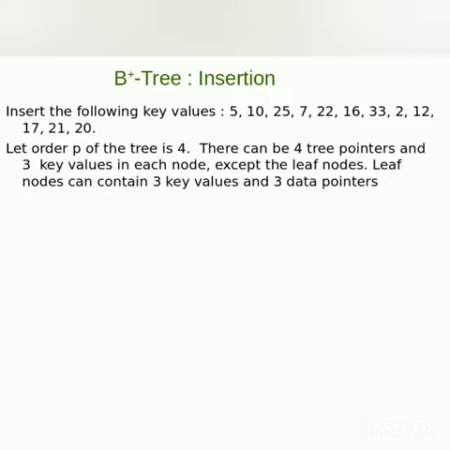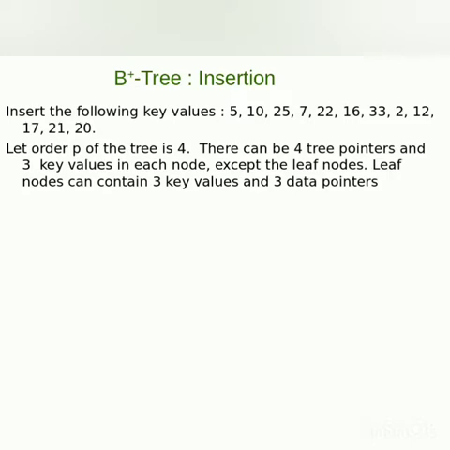The minimum is the ceiling of p by 2. In this case p is 4, 4 by 2 is 2, the ceiling of 2 is 2 itself. So for the minimum, a node must have 2 key values, and the maximum it can have is 3 key values.